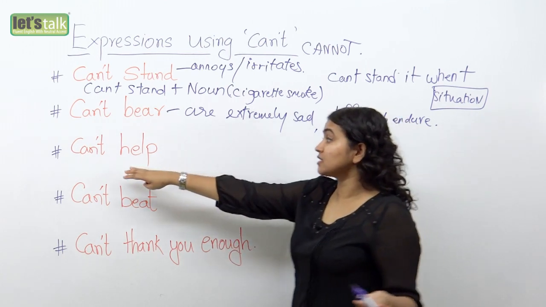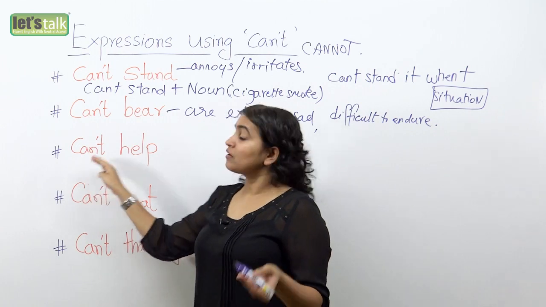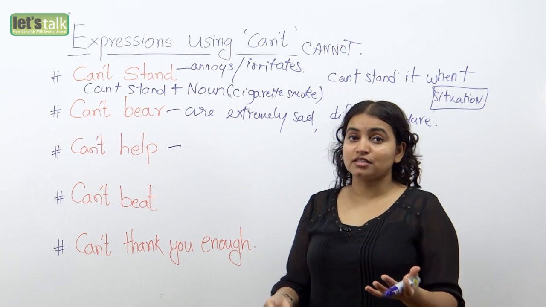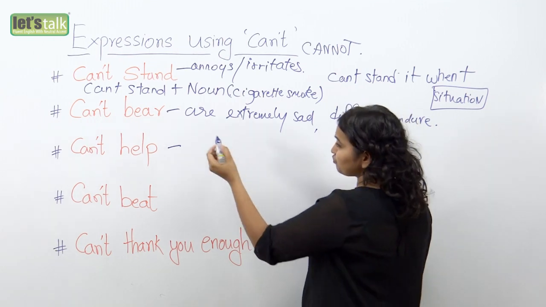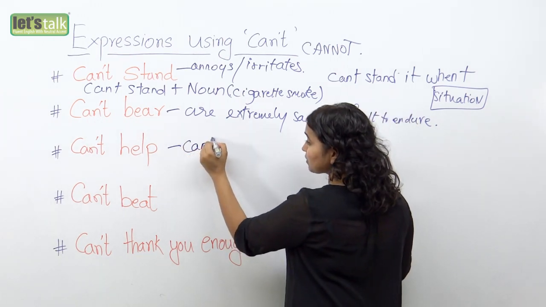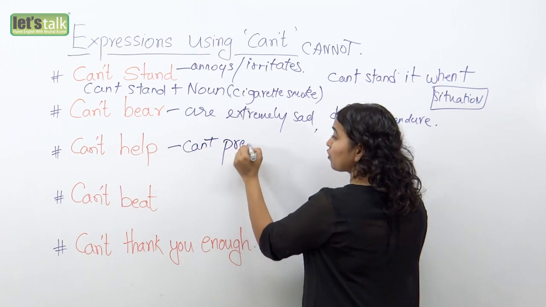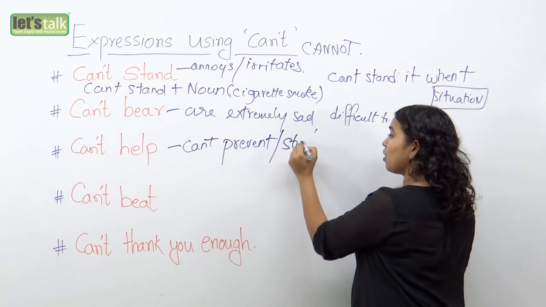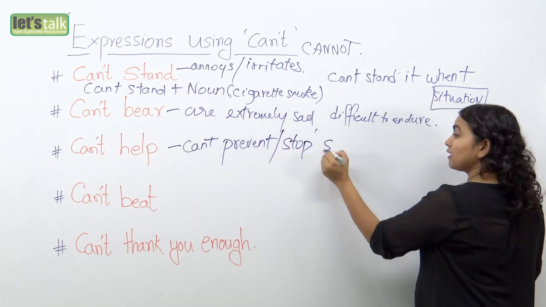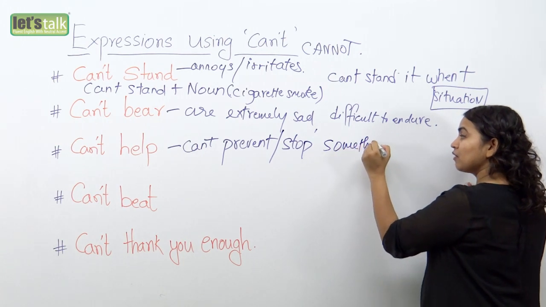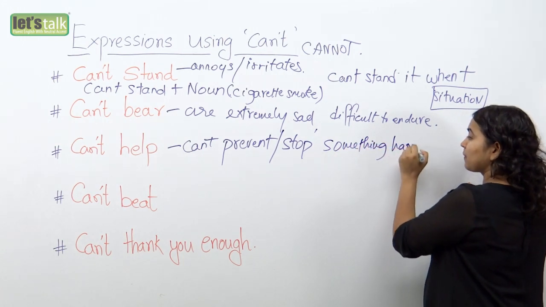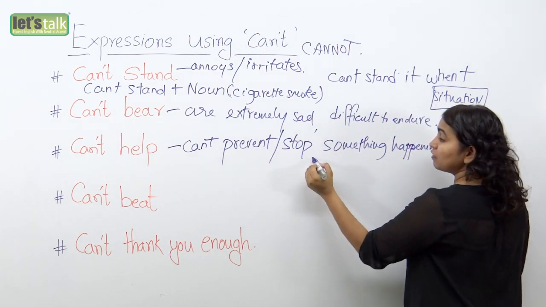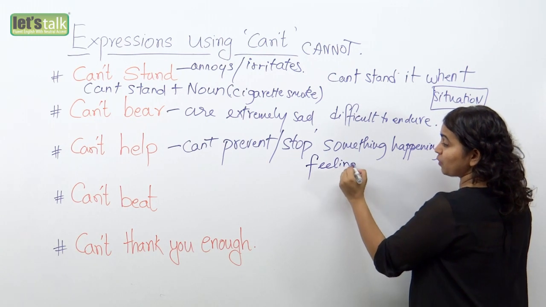Okay, and the next one is when you can't help something. Can't help is basically an expression used when you want to convey the message saying that you can't prevent, or shall we say you can't stop, prevent or stop something happening, or you can't prevent or stop feeling in a certain way.